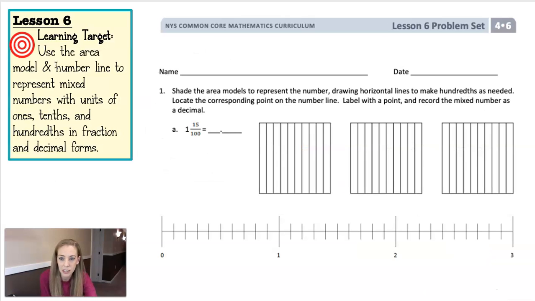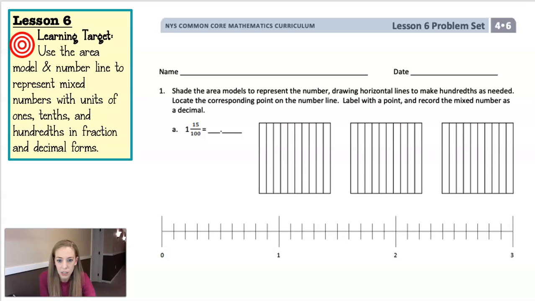All right, lesson 6, the learning target is to use the area model and number line to represent mixed numbers with units of ones, tenths, and hundredths in fraction and decimal form. So the directions for this one say shade the area models to represent the number, drawing horizontal lines to make hundredths as needed. Locate the corresponding point on the number line, label a point with a point, and record the mixed number as a decimal. So we've got all kinds of jobs to do for this one problem.